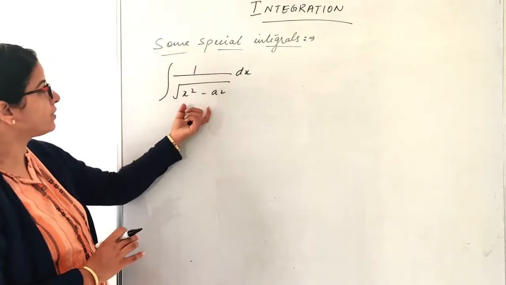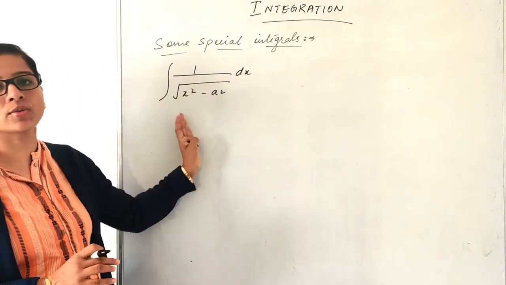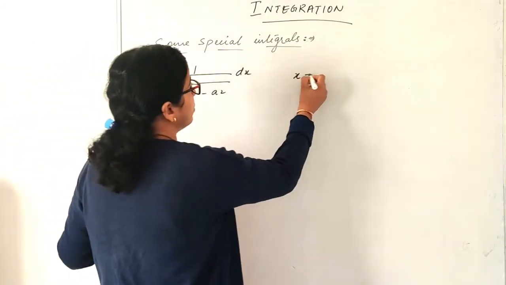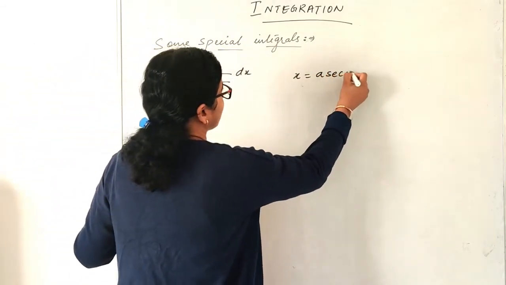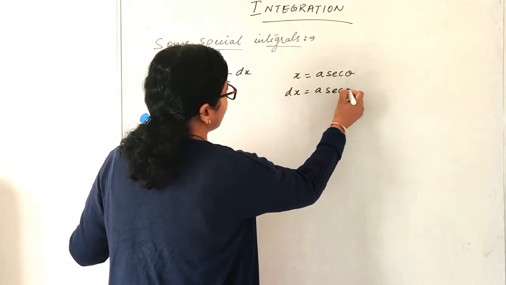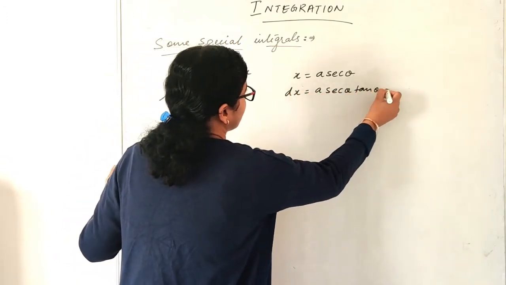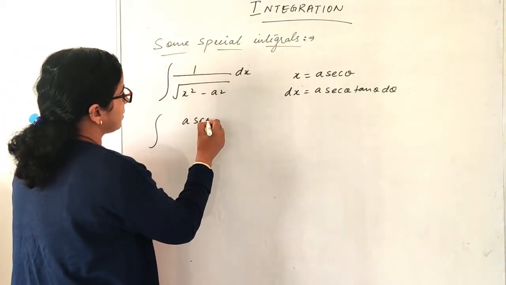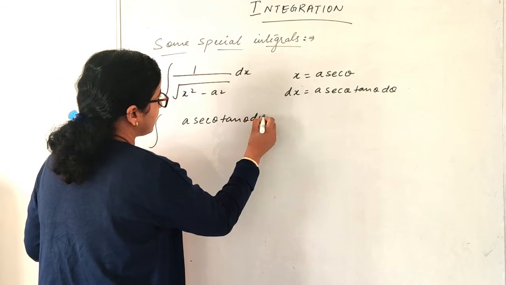Done. So whenever we have an integral of this kind, x square minus a square, that too in the root, what we will take? We will take x is equal to a secant theta. What will be the value of dx? dx will be a secant theta tan theta d theta, right? Now let us substitute. So it will become a secant theta tan theta d theta upon root.